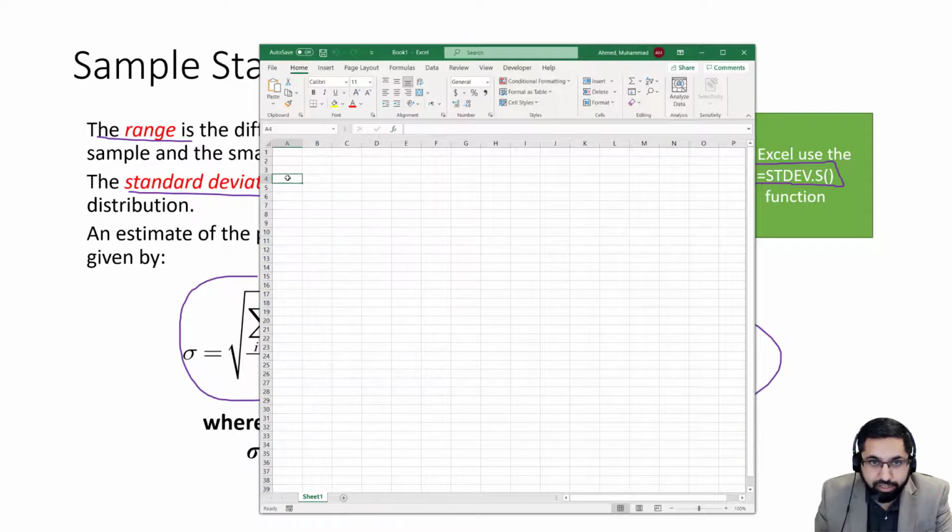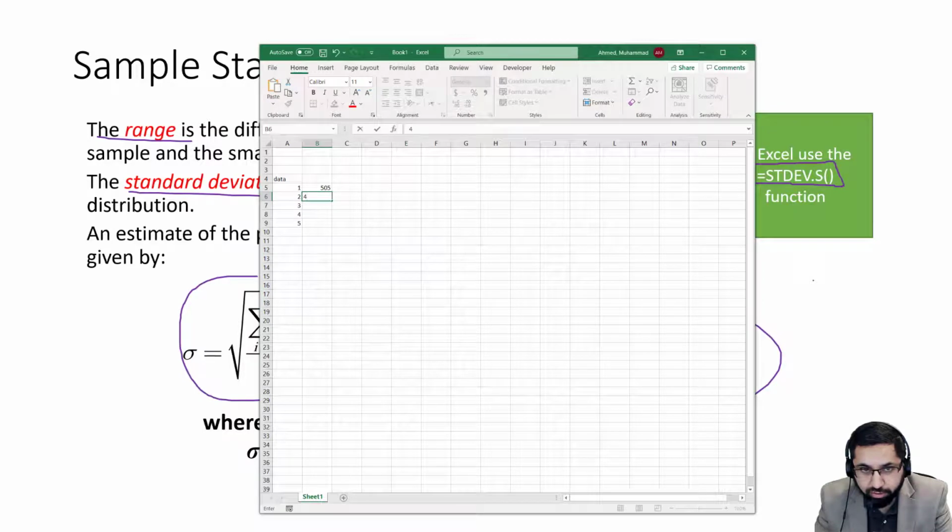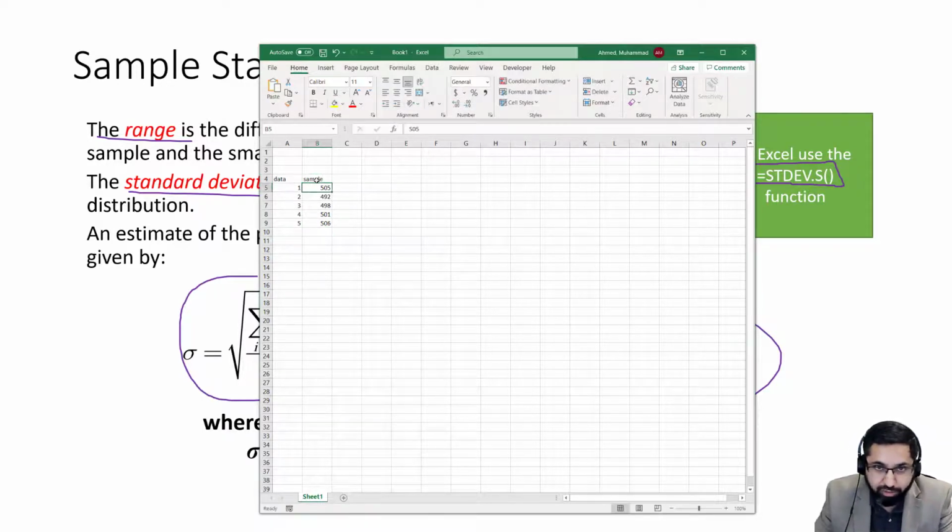Okay, so let's say we have some data. We have, let's say, 5 observations from our coffee bag filling machine. So you have 505 grams, 492 grams, 498 grams, 501 grams, 506 grams. So this is our sample, with 5 values. So what is my n? My n is 5 because that's my sample size.